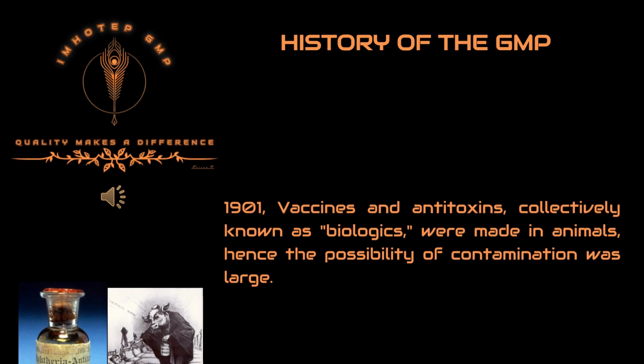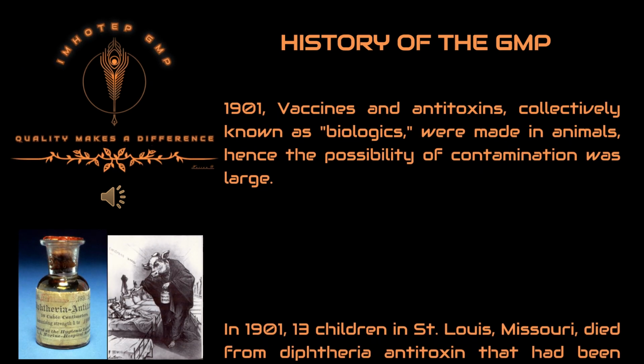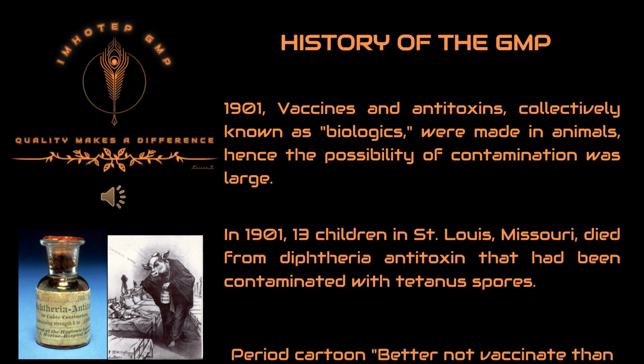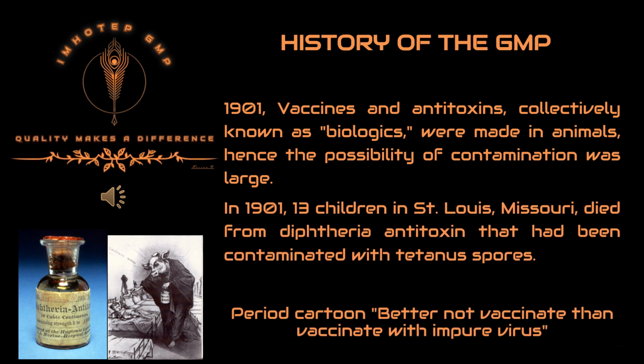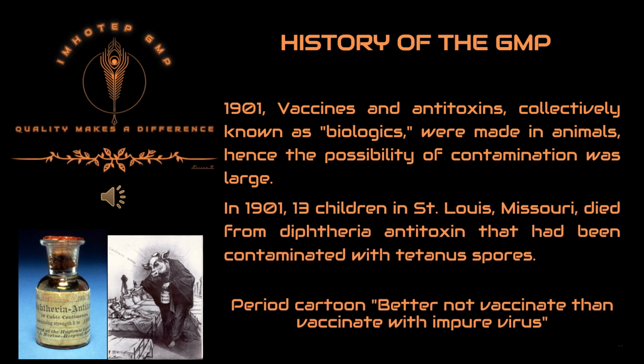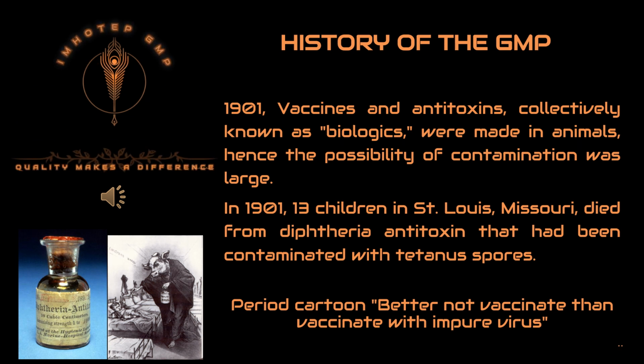1901, vaccines and antitoxins, collectively known as biologics, were made in animals. Hence the possibility of contamination was large. In 1901, 13 children in St. Louis, Missouri, died from diphtheria antitoxin that had been contaminated with tetanus spores.